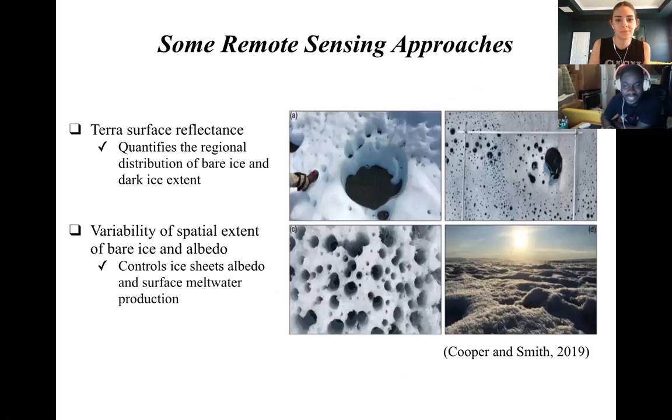So moving on to the next slide, another method known as the Terra surface reflection has also been used to quantify the regional distribution of the bare ice and the dark ice extent. And the variability of the spatial extent of the bare ice and albedo controls the ice sheet's albedo and the surface meltwater production in the ablation zone. Data obtained from this method suggests that the bare ice weathering by solar radiation may reduce the dark ice extent and increase the surface albedo in the Greenland ice sheet's ablation zones.